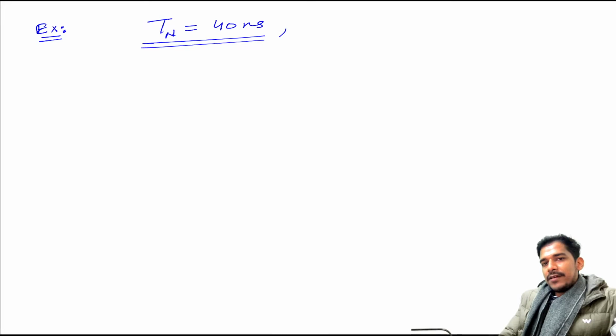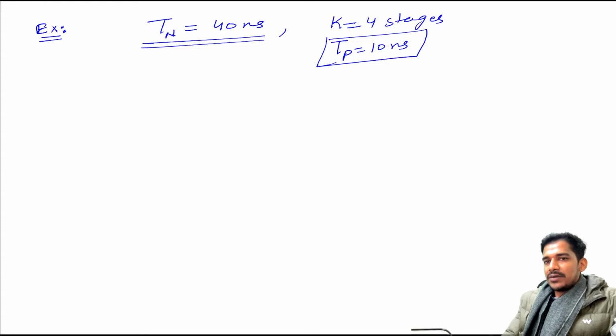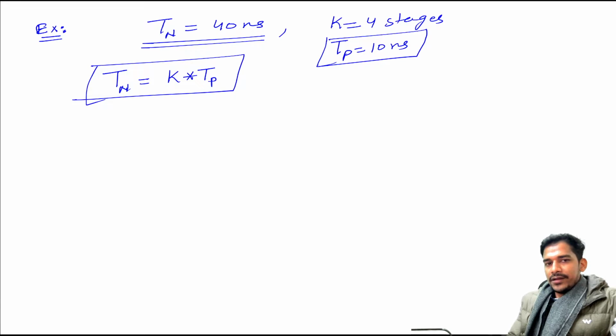So let us say we have 4 stages in the pipelining system, and the delay of each stage is 10 nanoseconds. In this case, we can say that the pipelining stages are perfectly balanced. Perfectly balanced means that the time taken in the non-pipelining system is simply k into Tp. Okay, in this case we say that the stages are perfectly balanced.